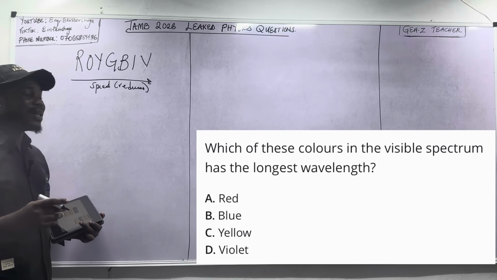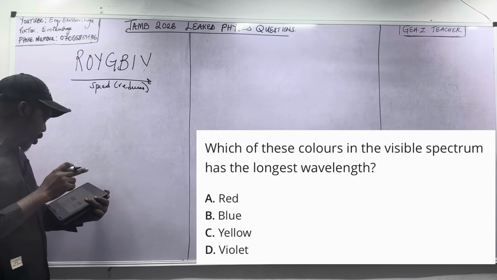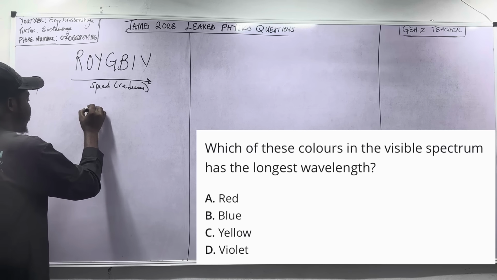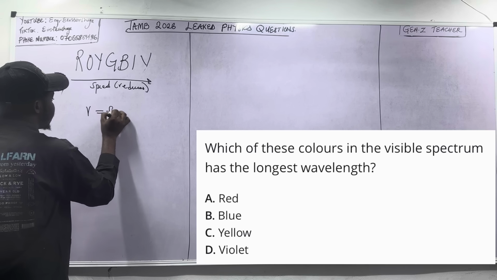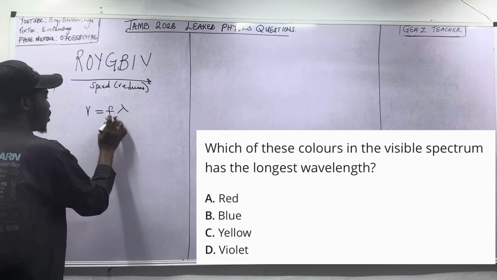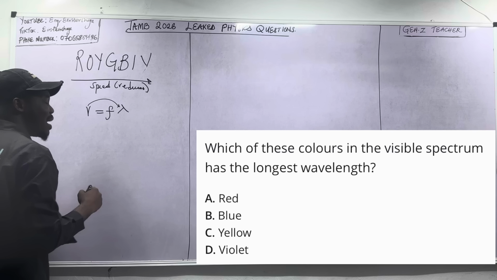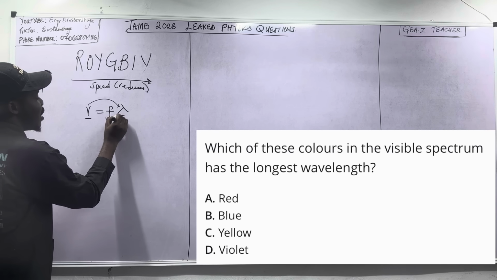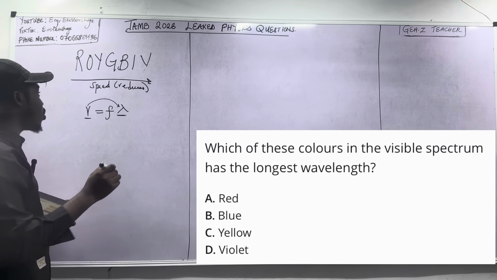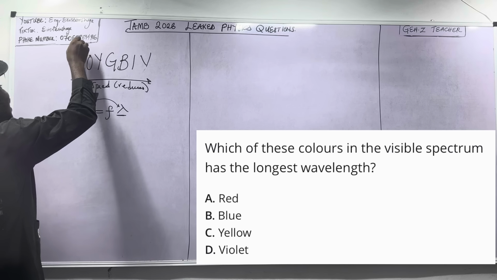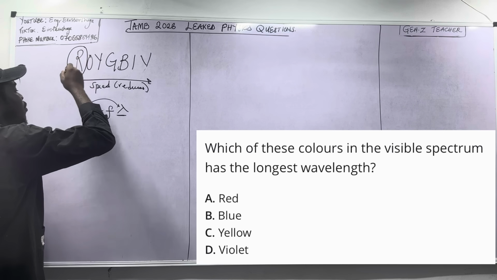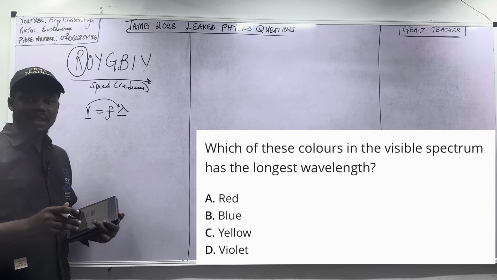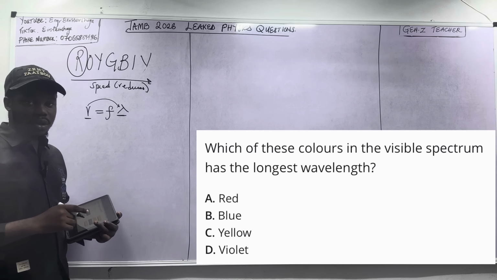Because red has the highest speed, the question we ask is, which has the longest wavelength? Remember, velocity is equal to frequency times wavelength. So velocity and wavelength are directly proportional. If you have a higher velocity, you're going to have a higher wavelength. Therefore the color of light with the highest speed should also have the highest wavelength. And what's the answer? A. Red is the answer to that question.